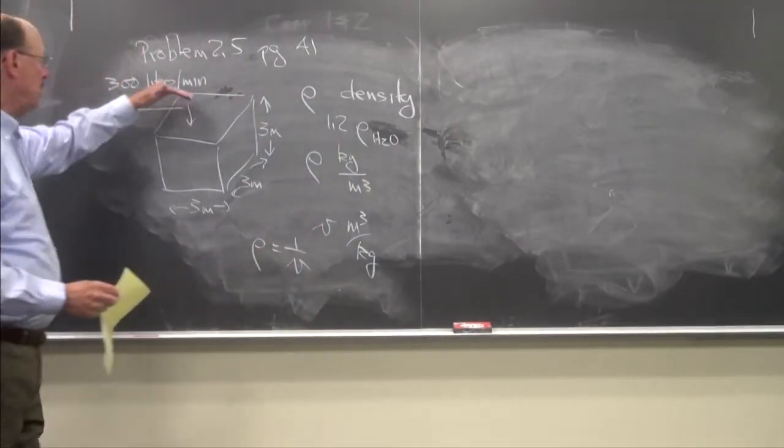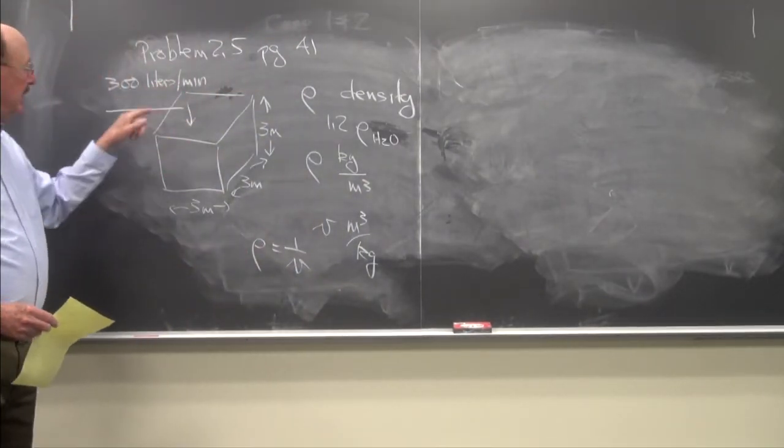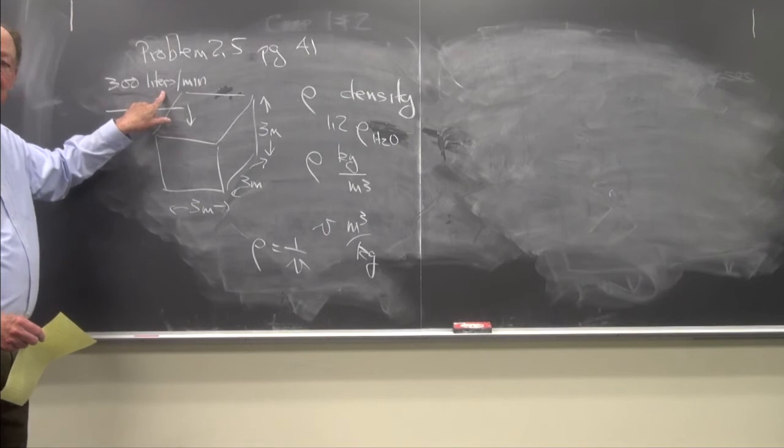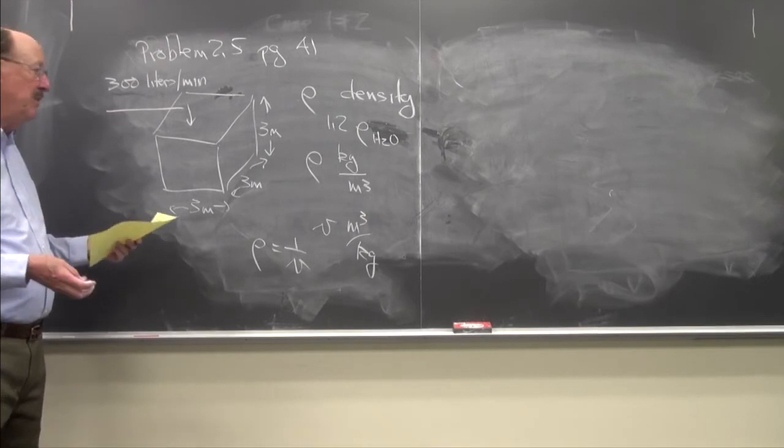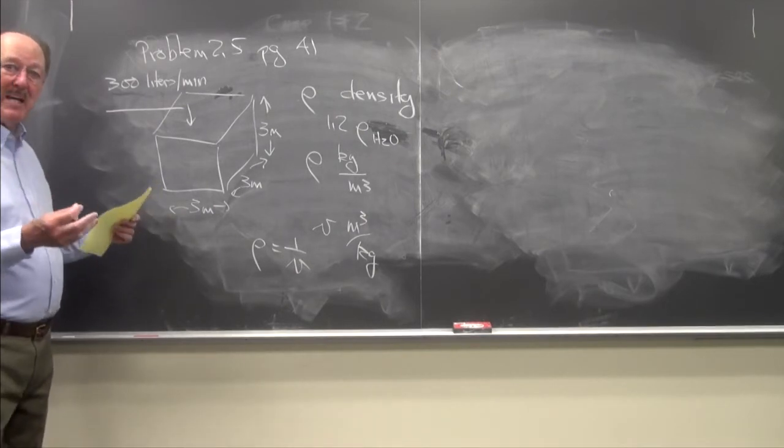We have this fluid going in and filling up the tank. It's going in at 300 liters per minute. How long is it going to take to fill up the tank? And what is the mass flow? So there are two questions. So converting from volume flow to mass flow.